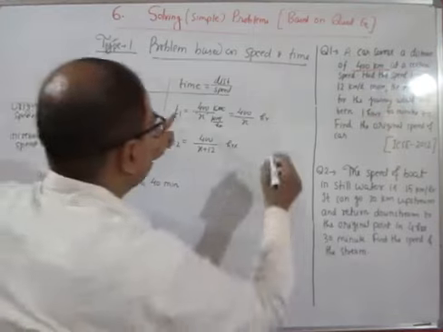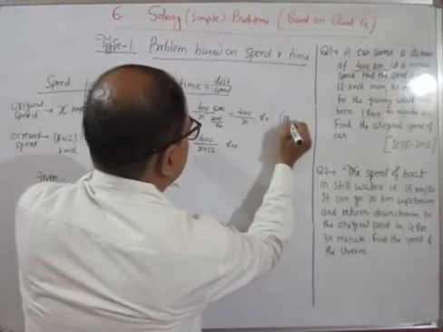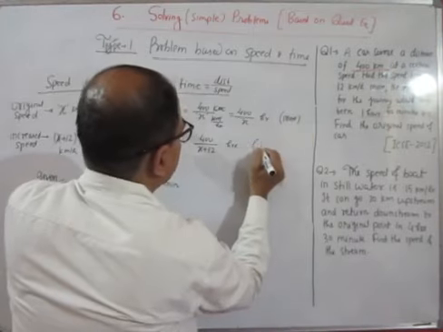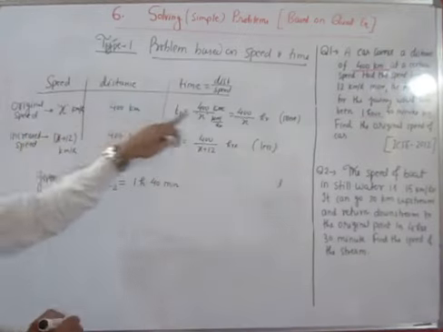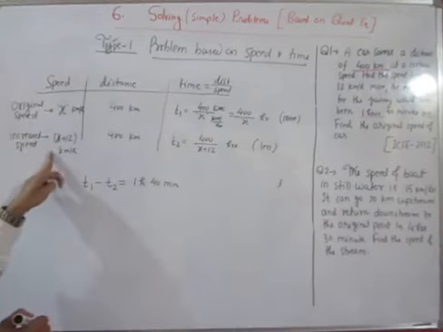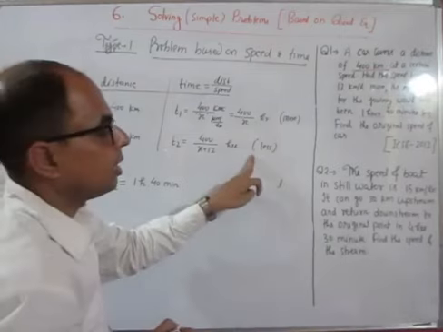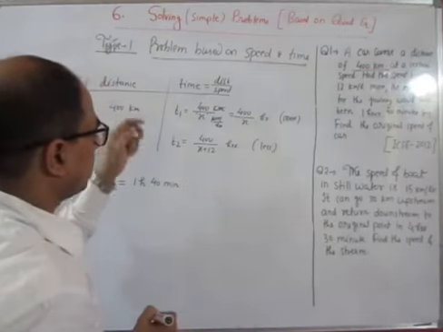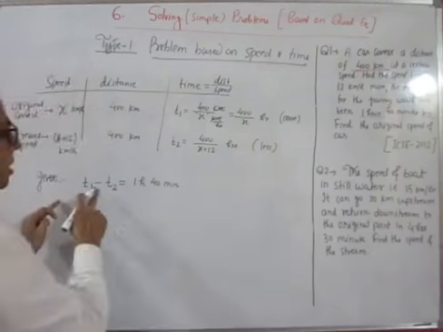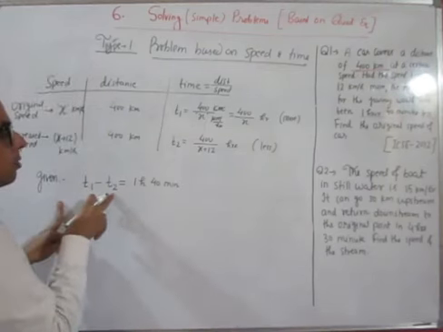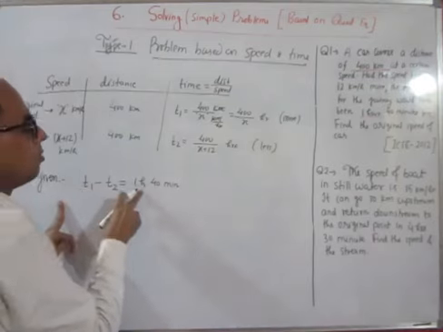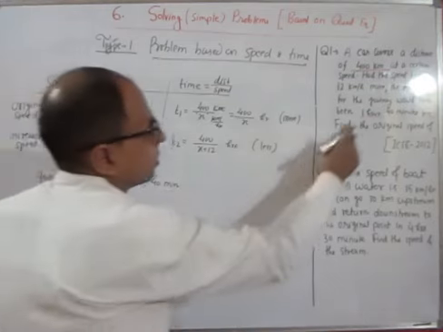Now of course this time will be more and this time will be less. Why? Because if speed is less, then time will be more. If speed is more, then time will be less. So you have to subtract: write T1 minus T2, because it is more time minus less time. So T1 minus T2 must be equal to 1 hour 40 minutes. It is given in the question.